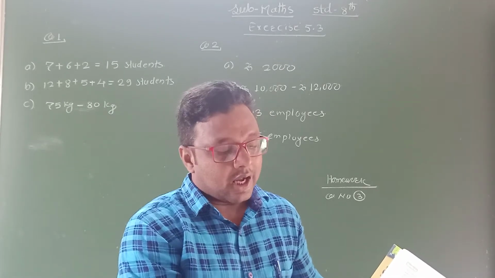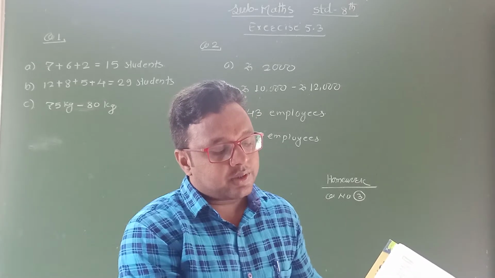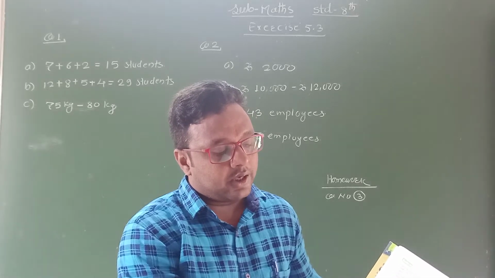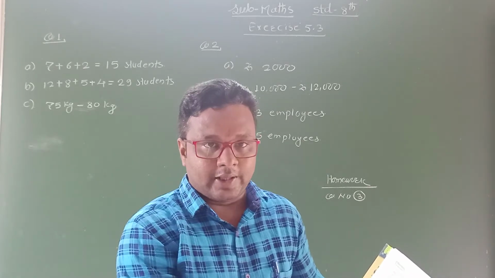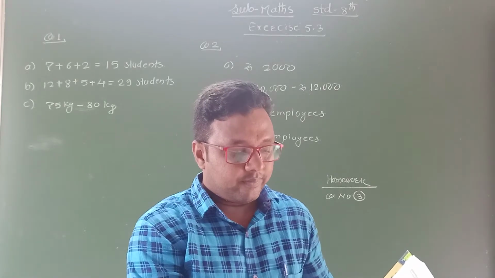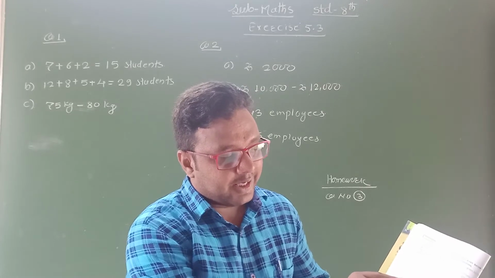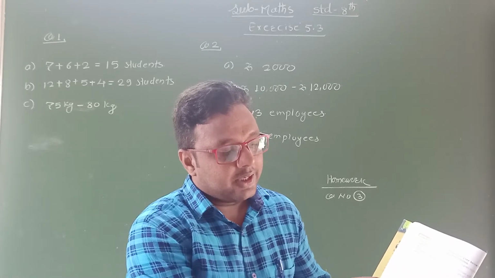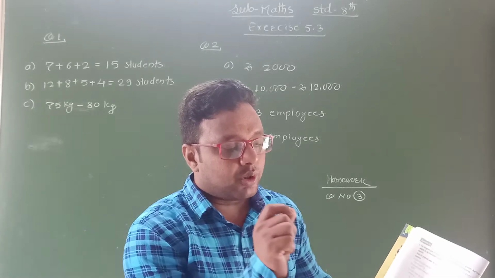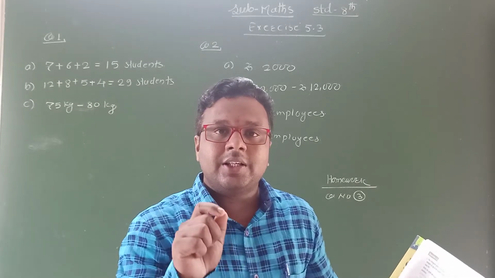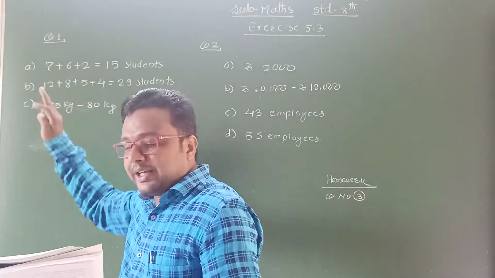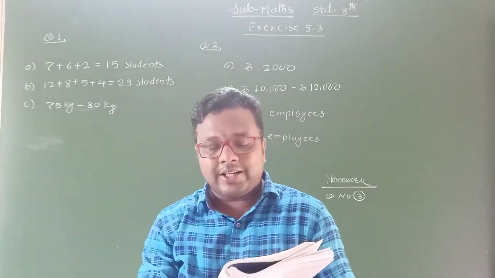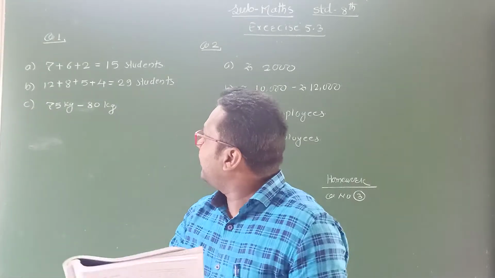65 is there. After 65, how many columns or bars are given? 1, 2, 3. For 65 to 70, what is the height of the bar? See, it is between 6 and 8, the middle of 6 and 8. It means the height of this bar is equal to 7, which represents 7 students.